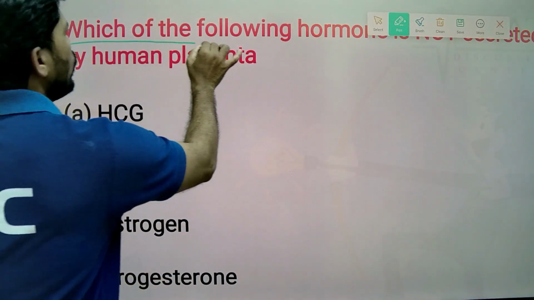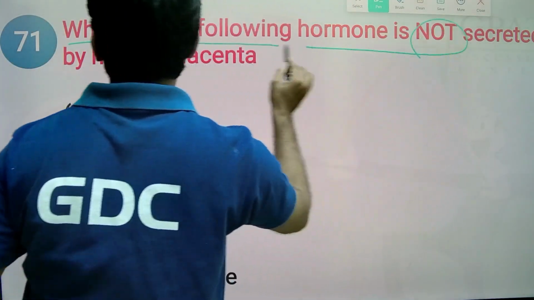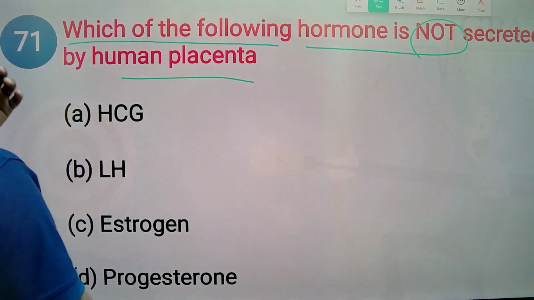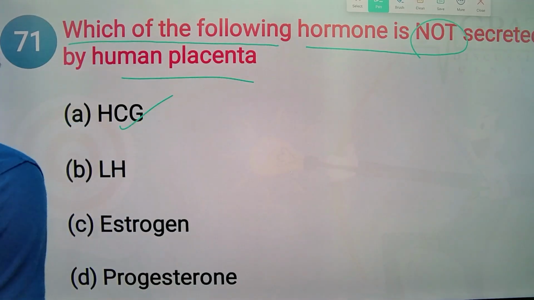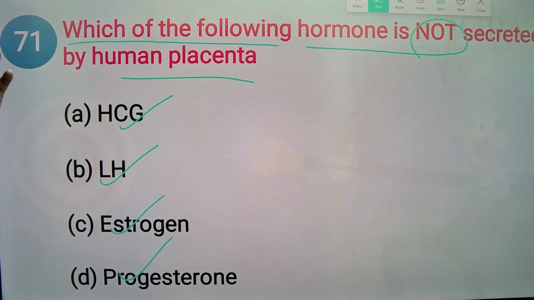Which of the following hormones is not secreted by the human placenta? Human chorionic gonadotropin, luteinizing hormone, estrogen, or progesterone. So which of the following hormones is not secreted by the human placenta? Human chorionic gonadotropin, luteinizing hormone, estrogen, as well as progesterone.